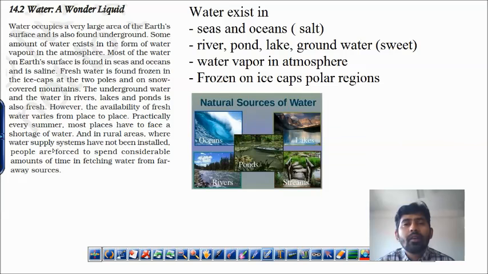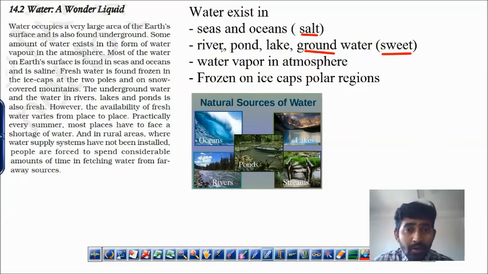Water. We have discussed air, we have discussed wind formation, air pollution. Now we'll discuss a little bit about water as a natural resource. Water exists in which form? It exists in two main forms, sweet and salty. Salt water is present in seas and oceans, we all know that. And fresh water, which is also called sweet water, is present in rivers, ponds, lakes, and even groundwater underground.